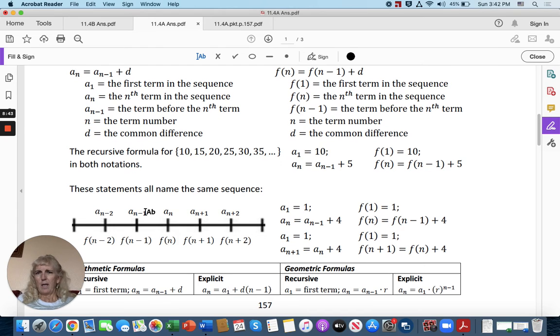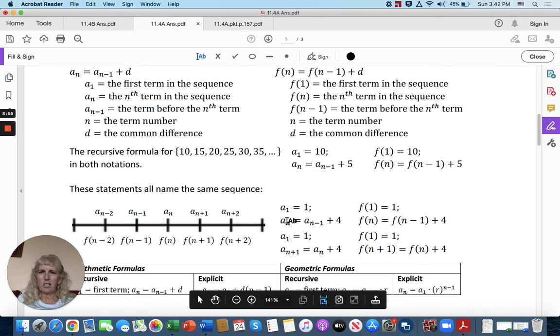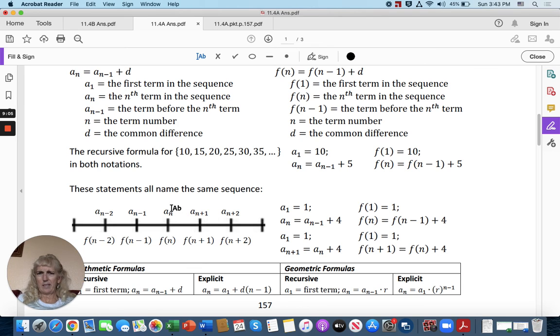And these statements all name the same sequence, okay? Basically, a1 equals 1. Now, we're done talking about the previous one, so this is a brand new sequence. But these three notations here are all going to be the same. And basically, this is just a number line. So a sub n, we don't know what that is. The example we did before was like n was 7. Remember, this was a sub 7, the 7th term, a sub 8, a sub 9, a sub 6, and a sub 5. Remember when we did that?